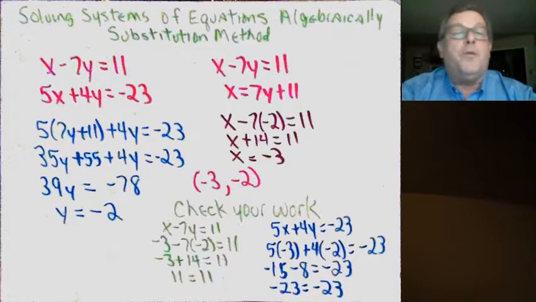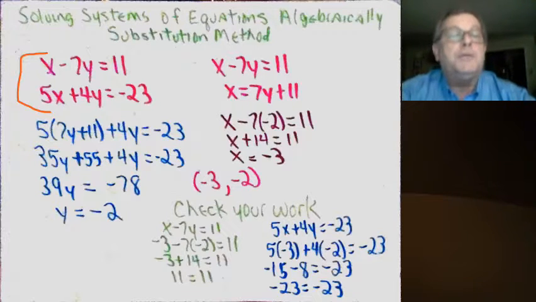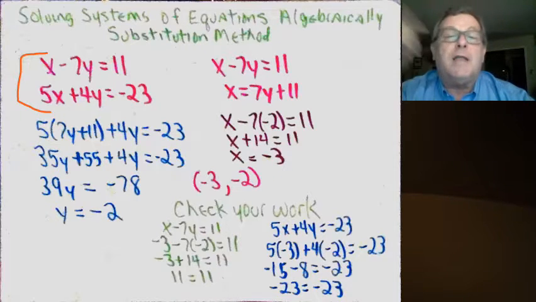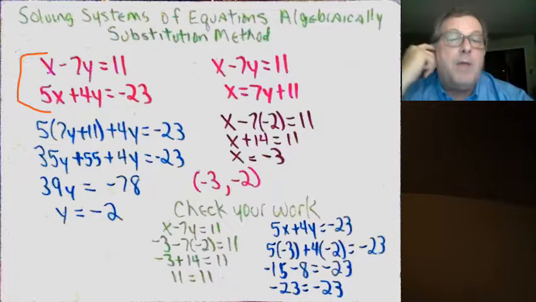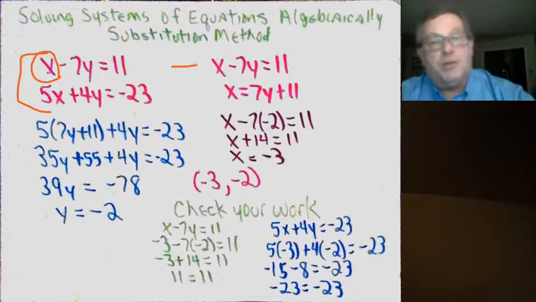Well, let's work through another one. Now here I'm given two linear equations. One is x minus 7y equals 11. And the second one is 5x plus 4y equals minus 23. And I'm going to choose one of them. Now, if you noticed in the previous slide, I chose the one that had a y without a coefficient. And that's one of the first things that I'm looking for in terms of how I'm going to choose my first equation. And this time I see that the x is by itself without a coefficient, so I'm going to choose to use it first.